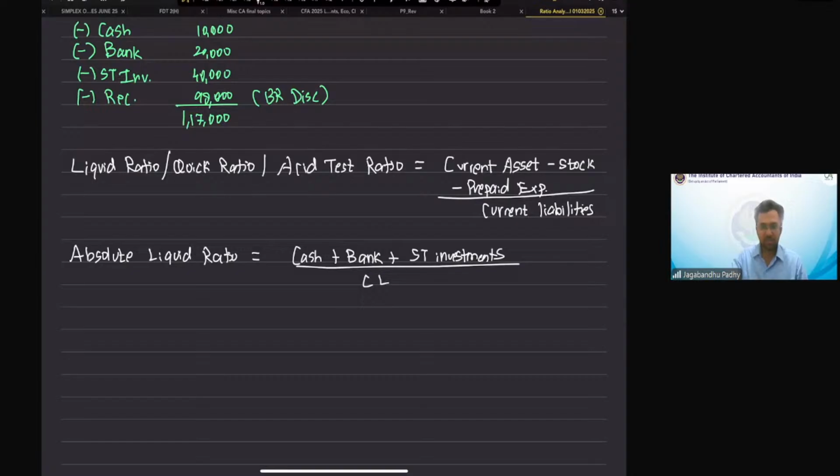Apart from these short-term liquidity ratios, we can actually have some more additional liquidity sort of ratios. Let us just discuss those ratios.